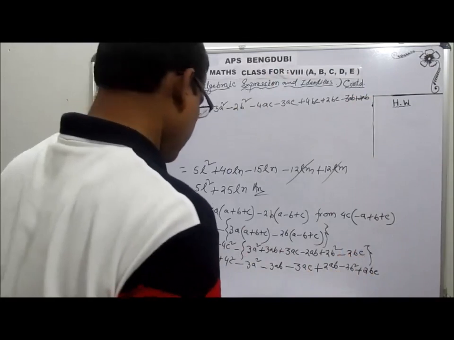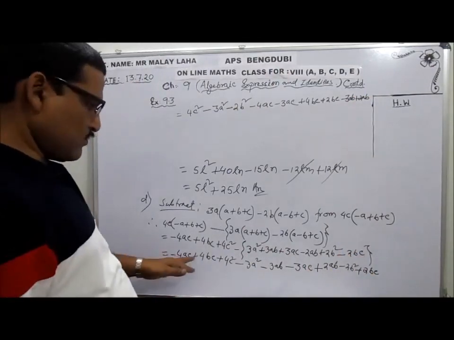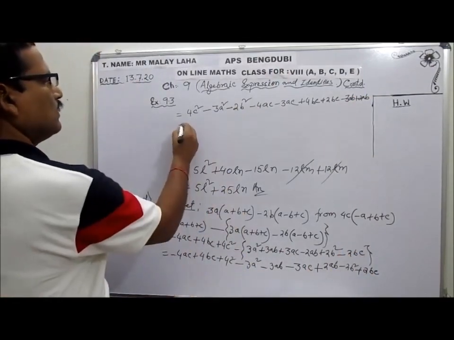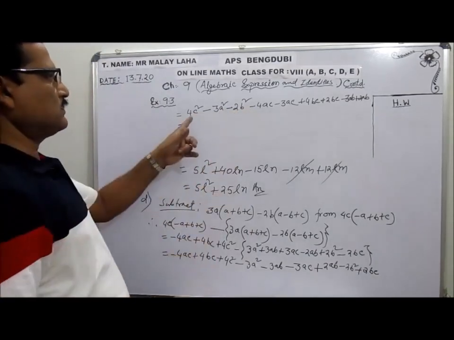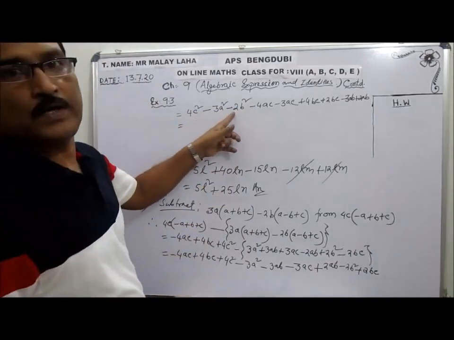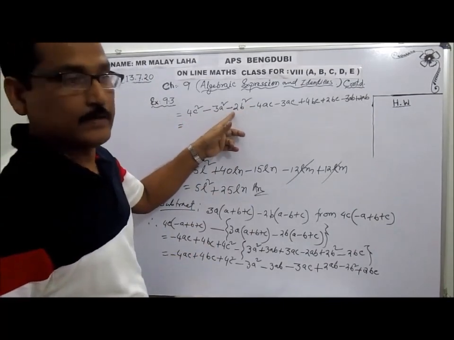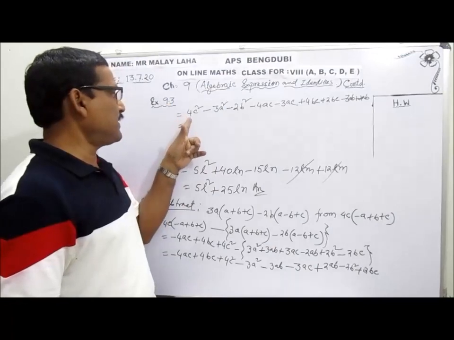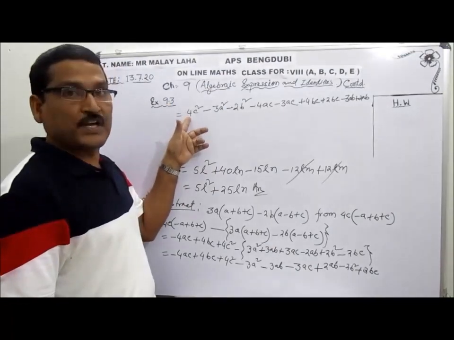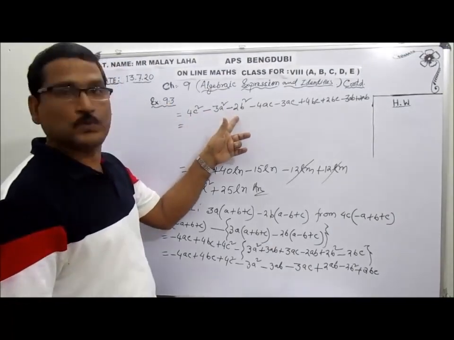Clear? Is there anything left? I have written all. Okay. Now can you reduce this further? No, because c square, a square, b square are all unlike terms. Sometimes I have seen that since all have squares, children add all the numerical factors 4, 3, 2.